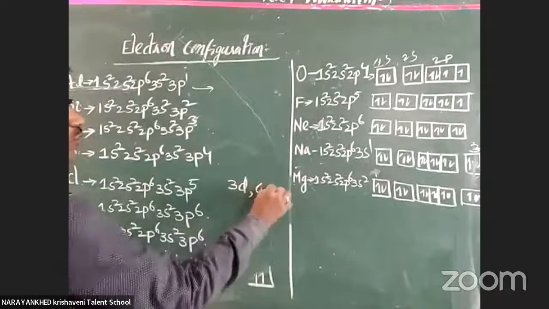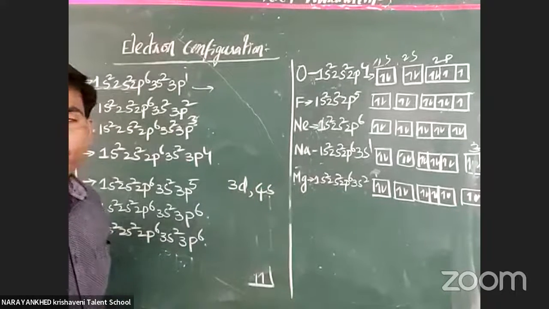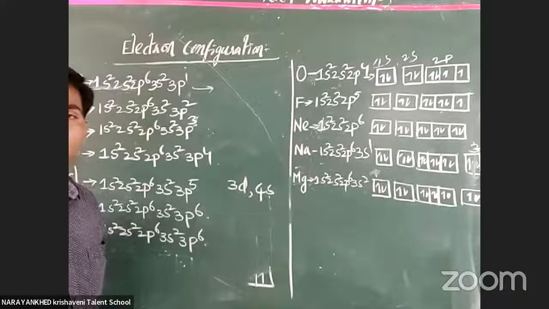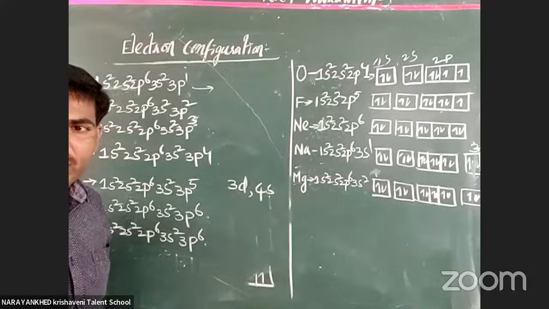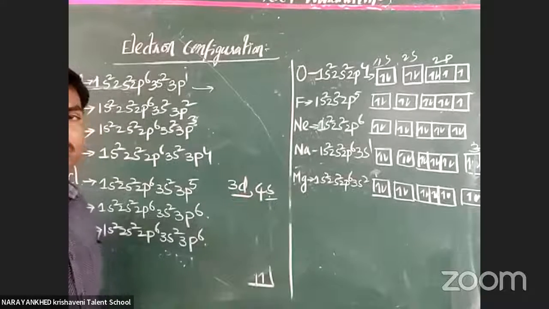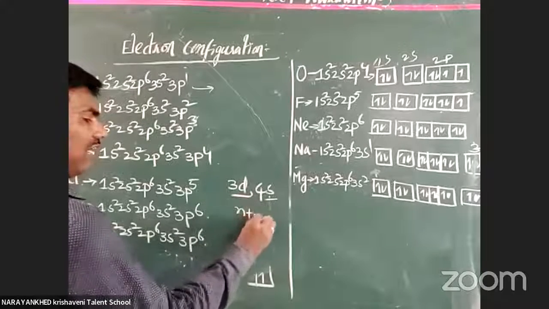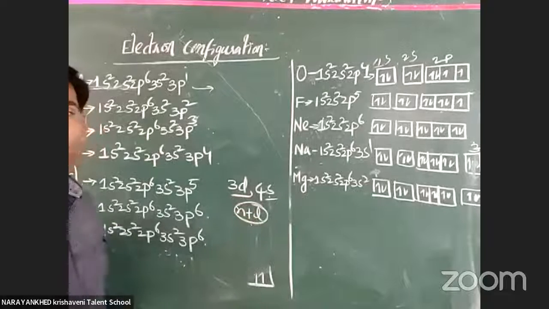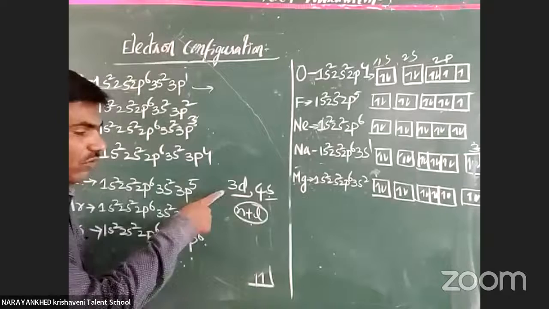Why are we going with the 4s? Tell me, between 3d and 4s, which contains more energy? 4s contains less energy, and 3d contains more energy. First, 4s will have a low n plus l value. Which one has the low n plus l value? 4s only. What is the n plus l value for the 3d?